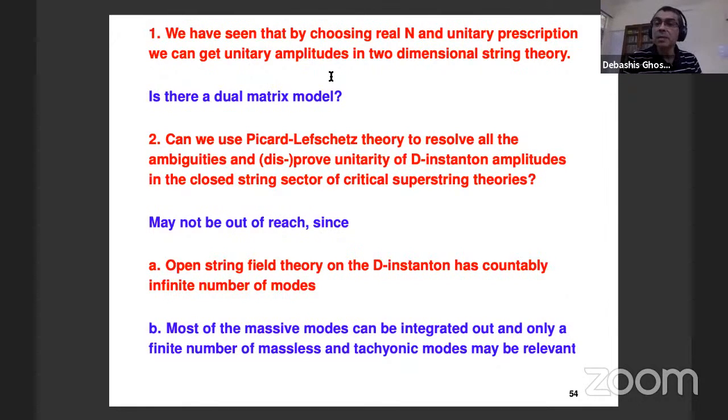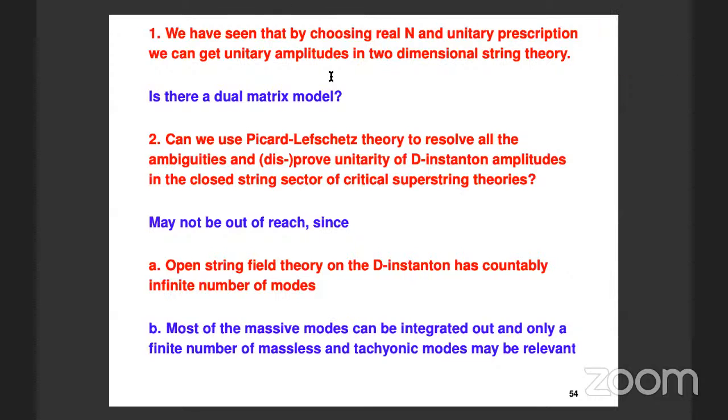Okay. Other questions? Yeah, I have one question. Yeah, Ritabh, please go ahead. So you're saying that by choosing real n and using the unitary prescription, we could possibly prove the cutting rules or the unitarity of the string theory in 2 dimensions. But was it after you integrate out the open string modes and got the effective closed string field theory? Yes, so this refers to the effective closed string field theory.